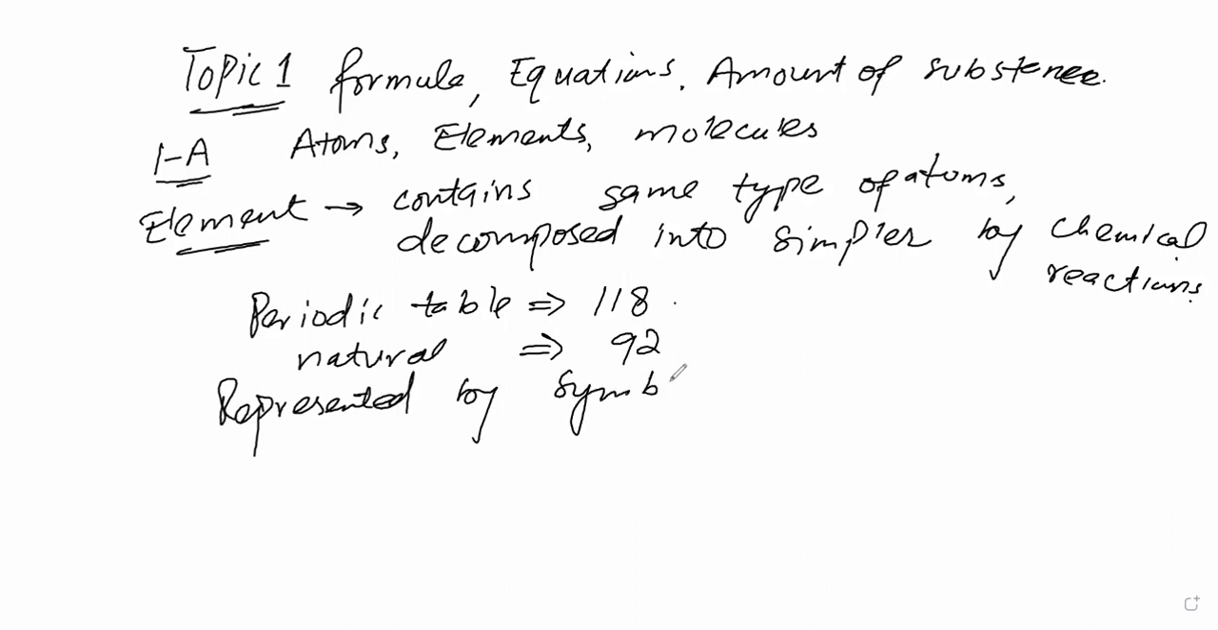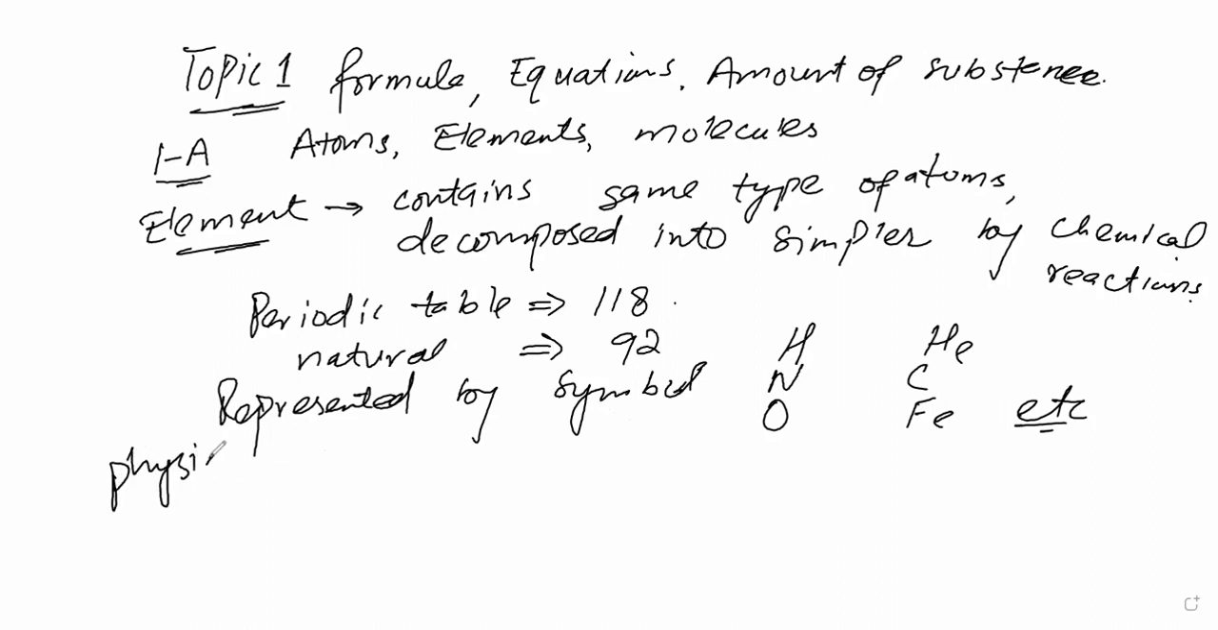Okay, suppose I give you some examples. Symbols: H for hydrogen, N for nitrogen, O for oxygen, He for helium, C for carbon, Fe for iron, etc. They have been given in the periodic table you have studied in O levels. Okay, so they have some specific properties, some physical properties. This is the short introduction about the elements.